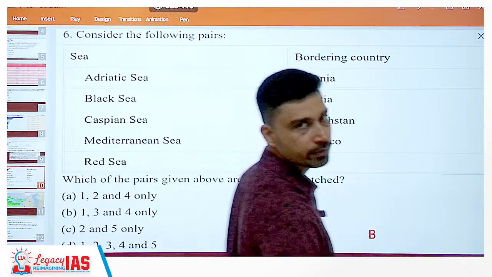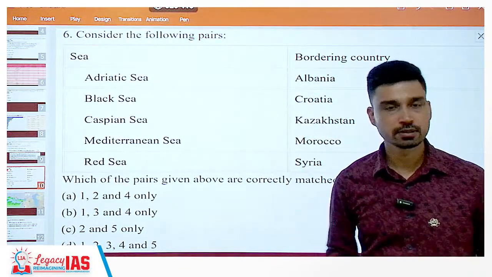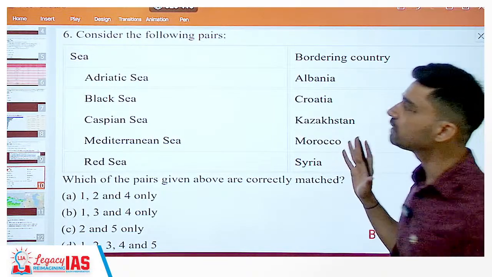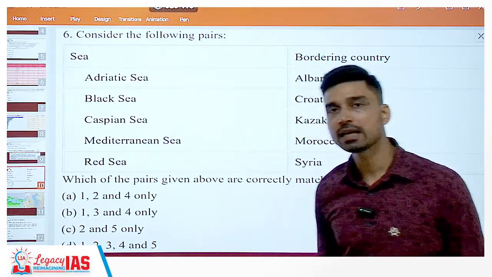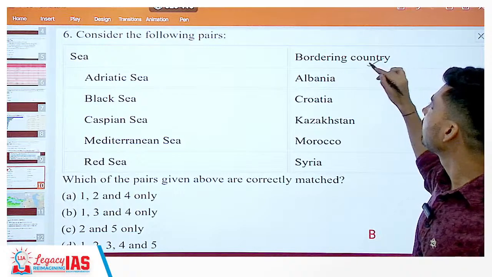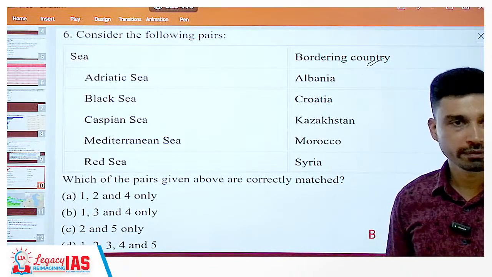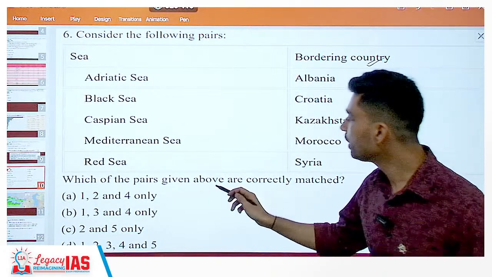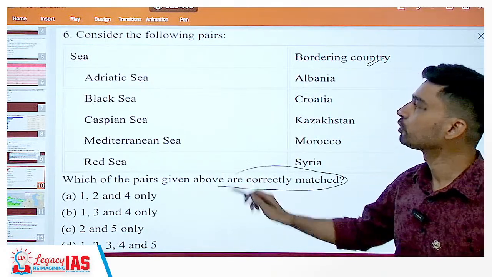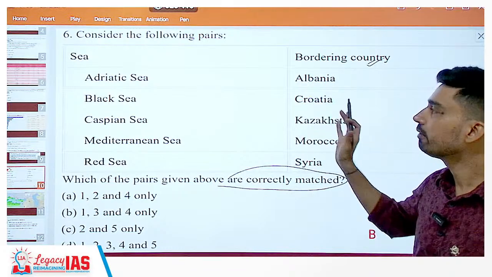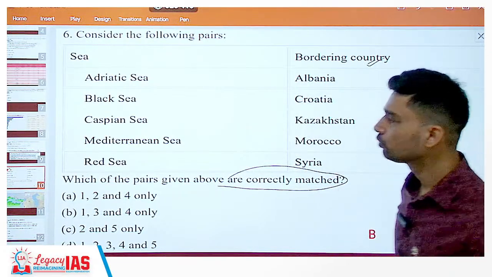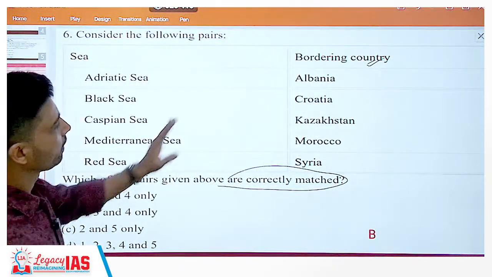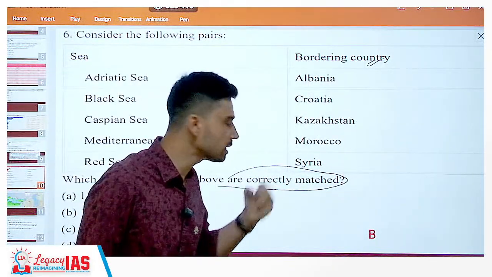Next, as we have discussed, one of the major themes asked in UPSC geography is match the following. On one side, the name of the sea is given, and on the other side, the country that borders the sea. We have to find out which of the pairs given above are correctly matched. The seas are Adriatic Sea, Black Sea, Caspian Sea, Mediterranean Sea, Red Sea, and the countries given are Albania, Croatia, Kazakhstan, Morocco and Syria.